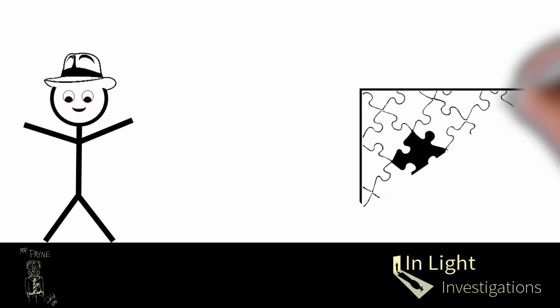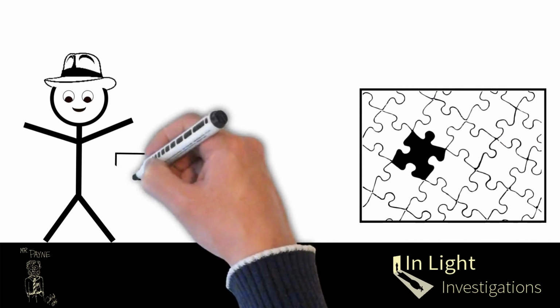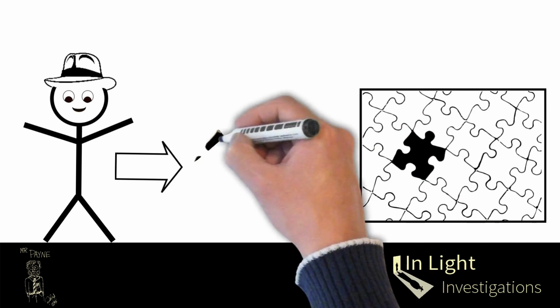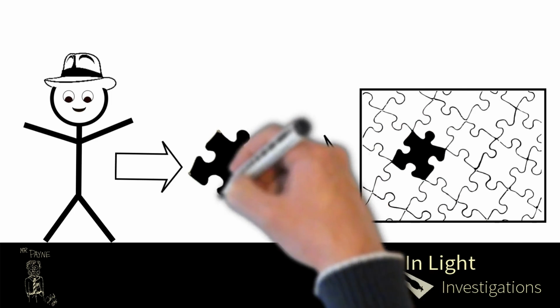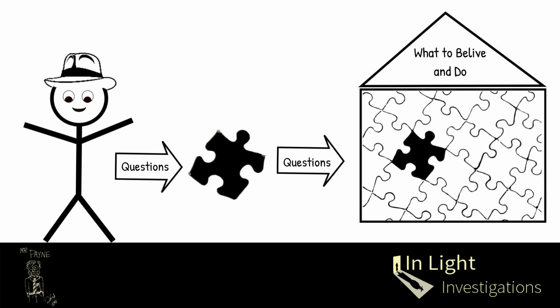In trying to get the story straight, the investigator faces what looks like a puzzle. Questions are the tools that find the puzzle pieces and help to place them in the puzzle. When enough pieces have been fit together, the investigator can begin to see the straight story, and it becomes possible to solve the case. The investigator can begin to draw conclusions about what to believe and what to do.